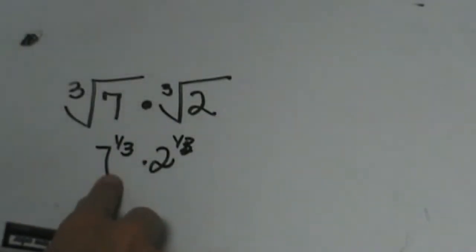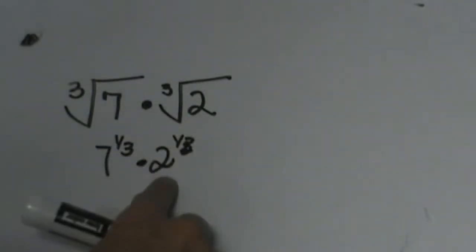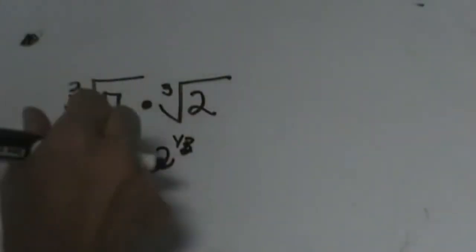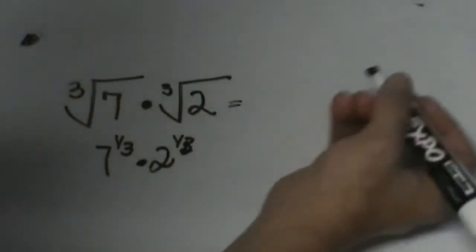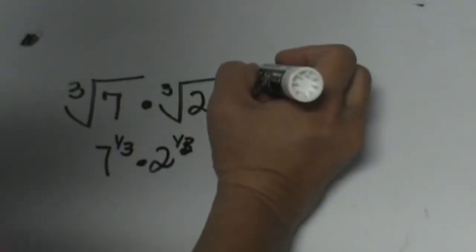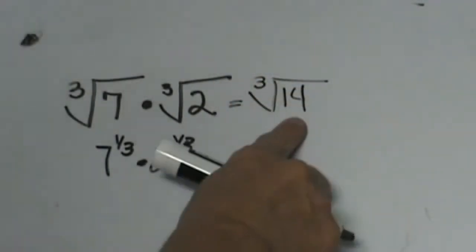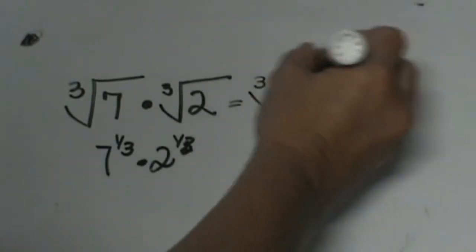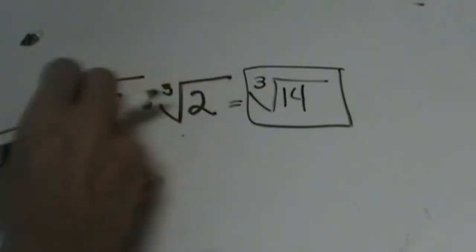We can't combine those because they have different bases, but we can actually put them together under one radical because they're both cube roots. So I can simplify that to the cube root of 14. Now we know that 14 only breaks down to 2 times 7, so you can't simplify that, but that would be the answer, okay? And that's how you would work that problem.